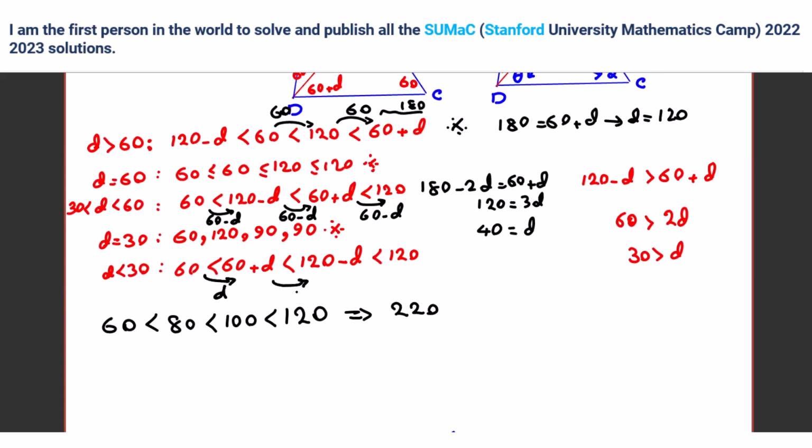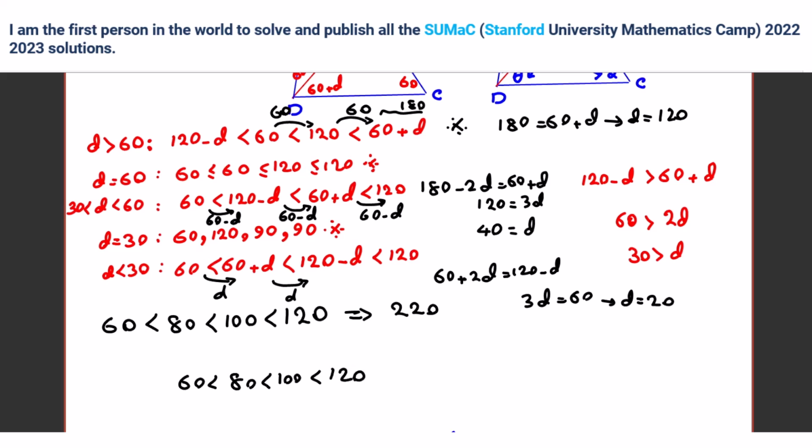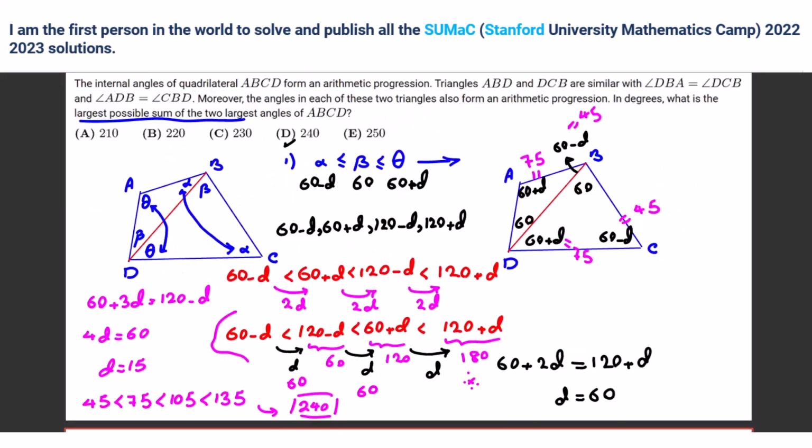So this one is plus d, this one plus d. So 60 plus 2d is 120 minus d, right? And that makes 3d equal to 180? 3d is 120? 3d is 60, right? So d is 20. And if you check, it will be 60, 80, 100, again the same thing, 120, right? Okay, so what's the answer equal to? D 240. Exactly. Okay.